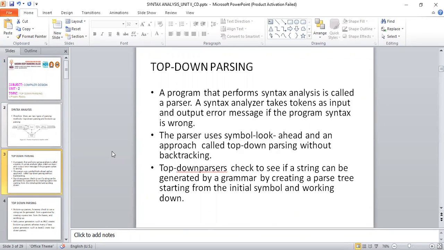So a program which performs the syntax analysis is called a parser. A syntax analyzer takes tokens as input, as we have discussed, and generates the parse tree. In which way it is generating the parse tree, top-down or bottom-up, these two techniques we are going to discuss. In top-down parsing, the parser starts constructing the parse tree from the start symbol and then tries to transform the start symbol to the input. It is called top-down parsing.